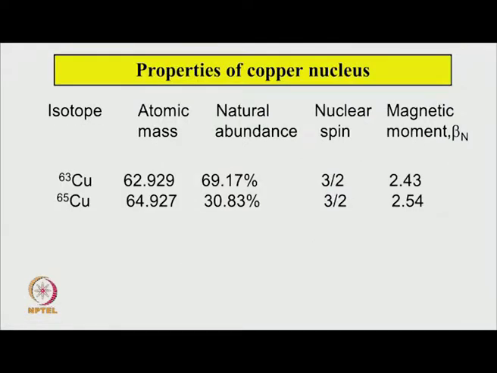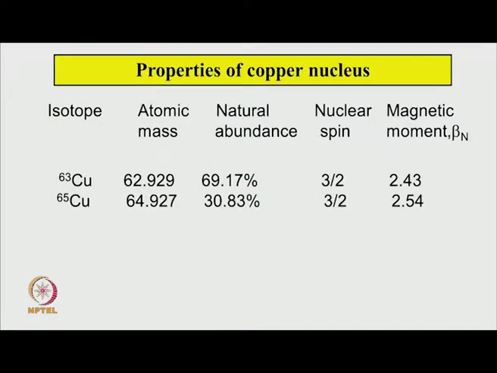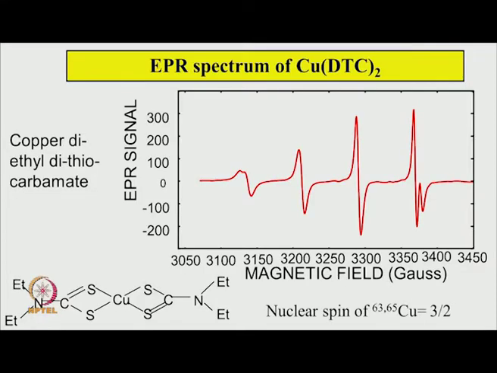Now, to understand this spectrum, let us look at the various nuclear properties of these 2 isotopes. Where is the difference? Copper 63 has about 69% natural abundance, 65 has 30% or 31% to be more accurate. Both of them have the same nuclear spin, 3/2 and 3/2 here. So what I have in this spectrum is actually 2 types of complex. One has copper 63, the other has copper 65. So both will therefore split into 4 lines.